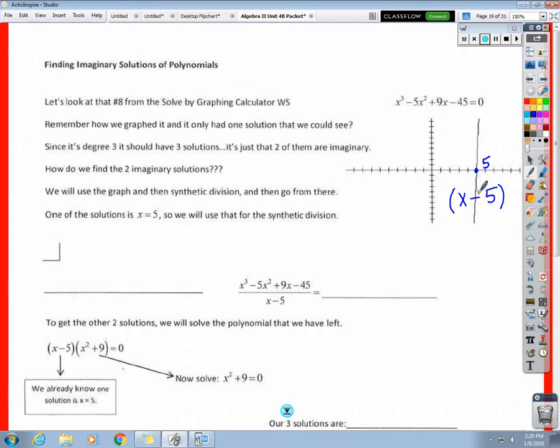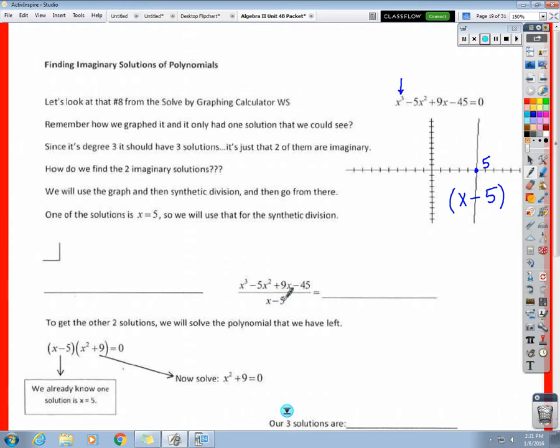But we know that it's cubic, so there should be 3 solutions. So the other 2 are imaginary. We're about to learn how to find them. The first step to finding the imaginary solutions is to do polynomial division, which is what we learned yesterday. See how they have the original polynomial that we typed in to get this graph right here? And they've now divided it by x minus 5, which was the one real solution.